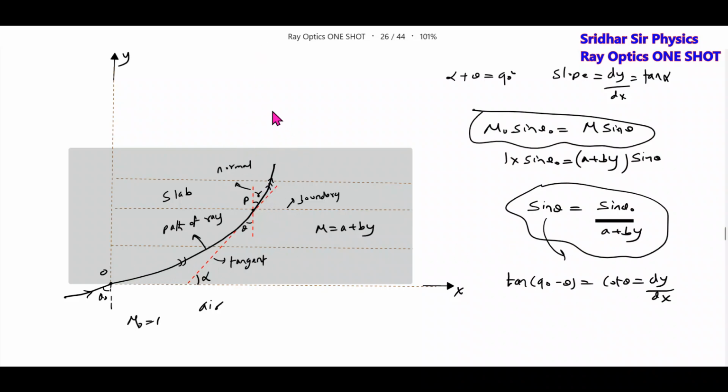This is a generalized approach. It may not be very important for JEE Mains, only for Advanced they'll ask you, and that too once. Just have the general mathematical approach here, applying Snell's law from the entry point to the point P, where you are calculating the slope.